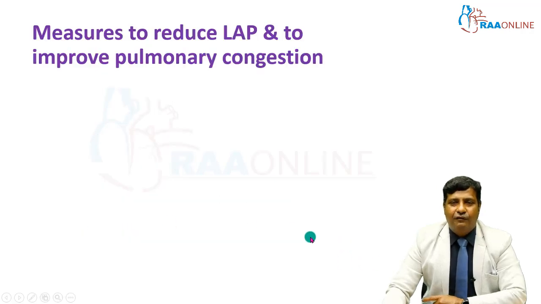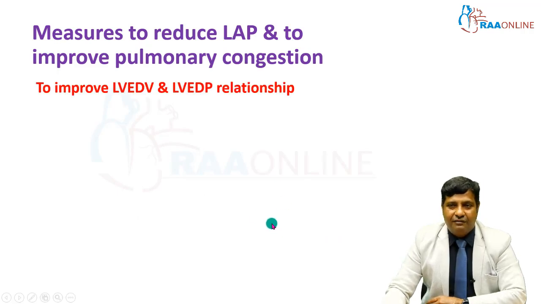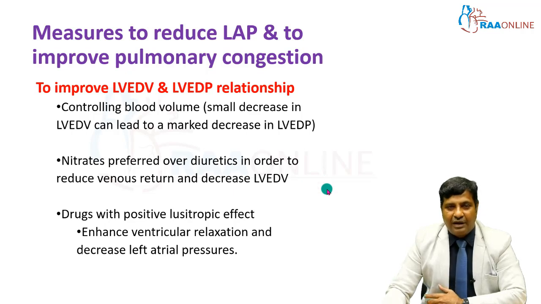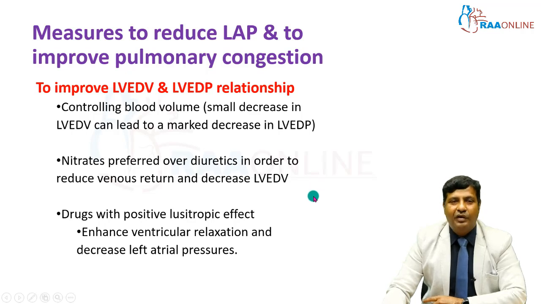So if these patients develop diastolic heart failure, our main aim is to improve the relationship between the left ventricular end diastolic volume and left ventricular end diastolic pressure. How are we going to do that? By controlling the circulating blood volume, because we know that even a small reduction in the left ventricular end diastolic volume can lead to a marked decrease in the left ventricular end diastolic pressure.